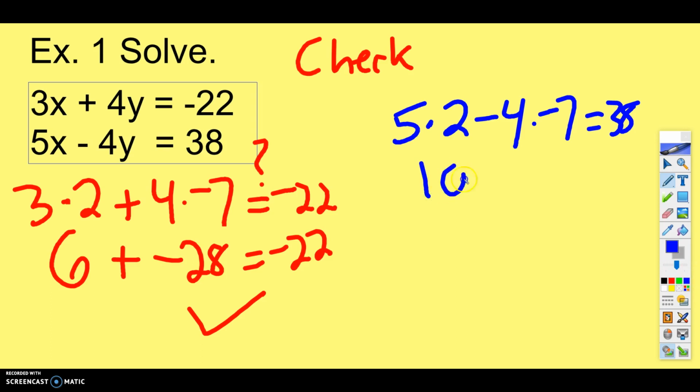All right, over here then, I got 10. Right, 5 times 2 minus 4 times negative 7. So minus a negative or plus 28. Does it equal 38? Sure does. Double check here. We got it. And that works. So that's that first example.